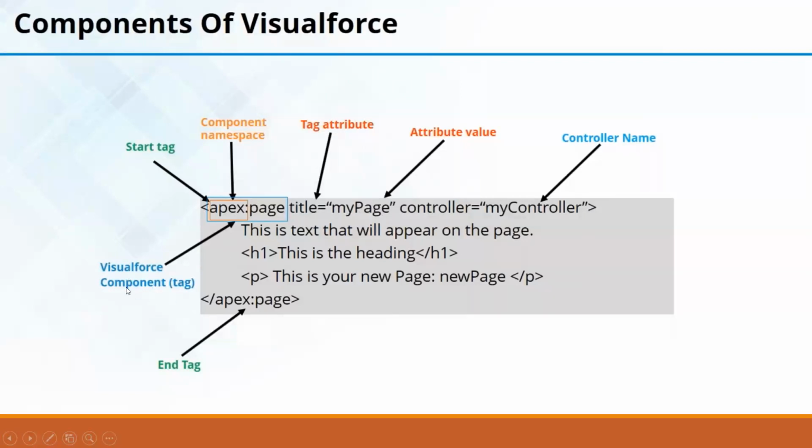This is all called a Visualforce component, or you can say tag. So this is my tag: apex:page, apex:page, apex:dataTable. These all are called tags. This H1 is also a tag. P is also a tag, for paragraph. H1 stands for heading number 1, heading number 2, heading number 3. So we have H1, H2, H3, H4 like this. And we have a paragraph.